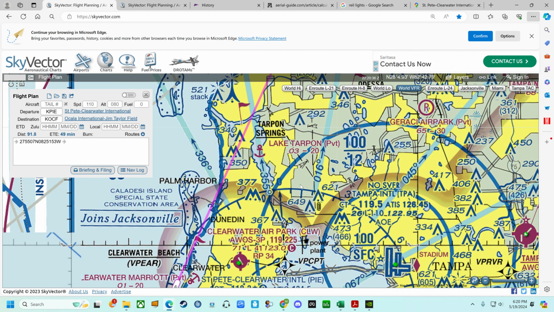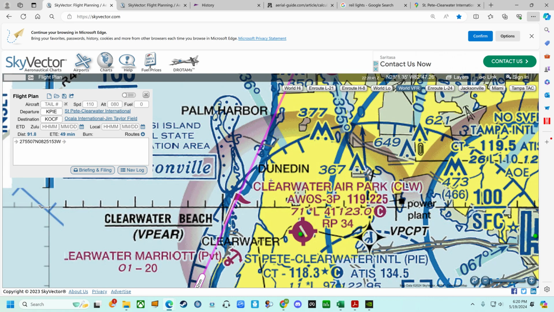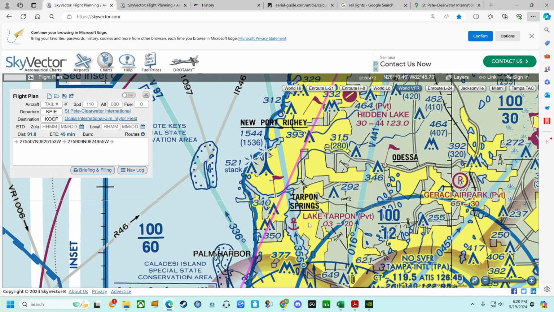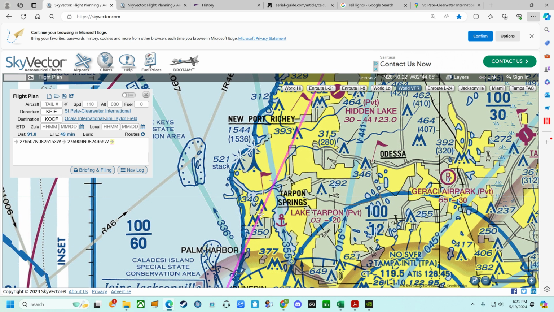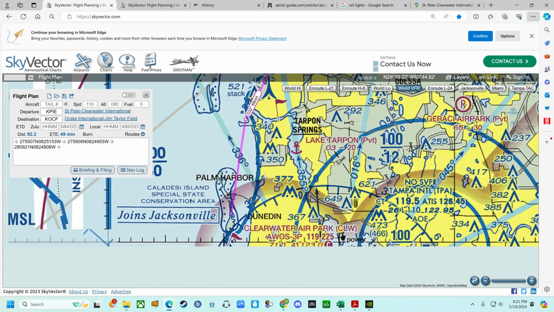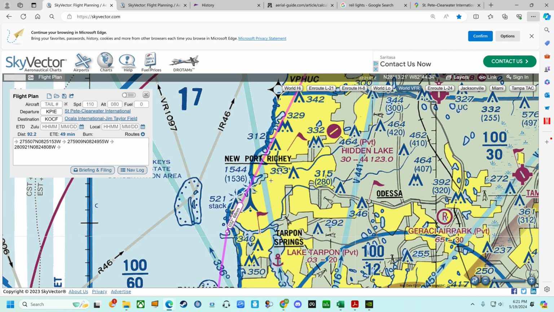So if you wanted to take this route a little bit more to the west, we could use Clearwater Beach as a reporting point or as a waypoint, right? Because that's a VFR reporting point. Tarpon Springs, right? We know that lake is going to be very prominent. So that could be another waypoint right there, which satisfies our distance requirement. Yep, it's about 10 nautical miles away.